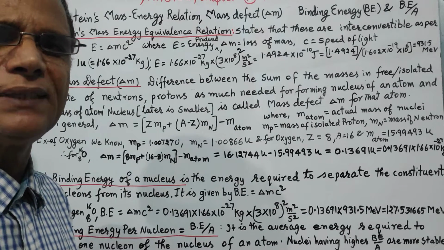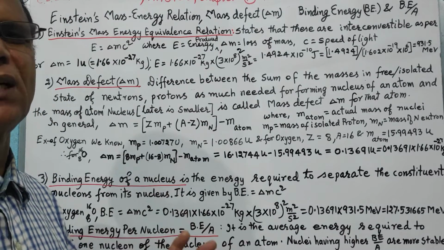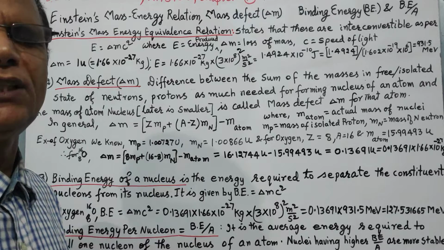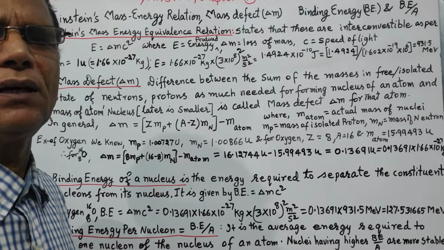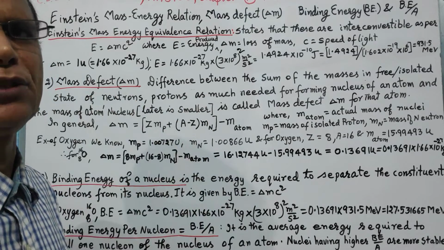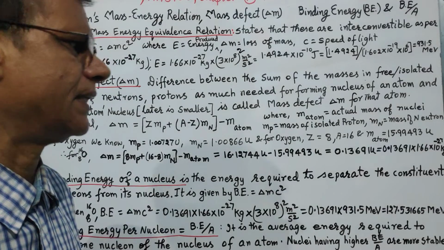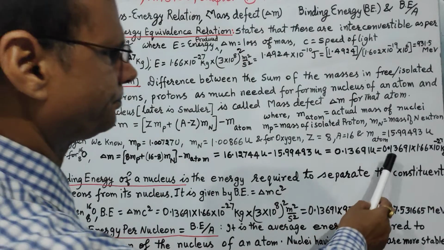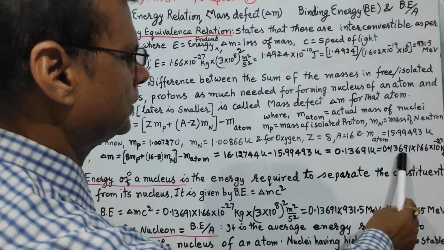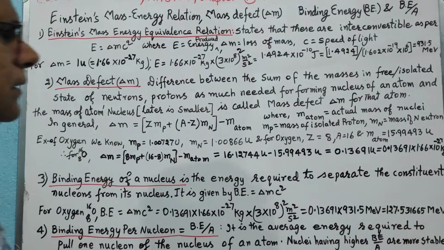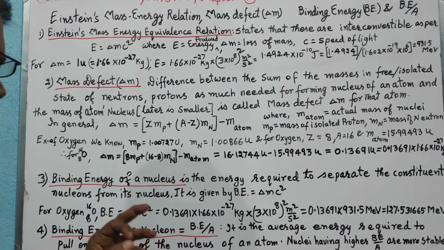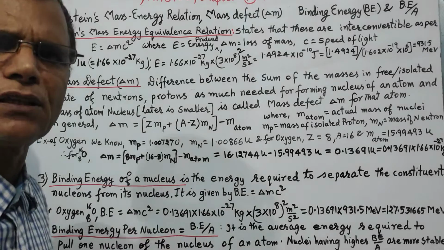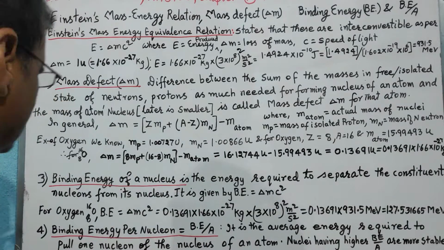And what happened to that mass? That mass was converted into energy, which was capable of holding those nucleons in the nucleus of the atom. So this much mass is lost in the process of formation of the oxygen atom nucleus.